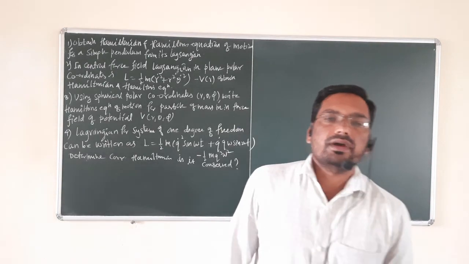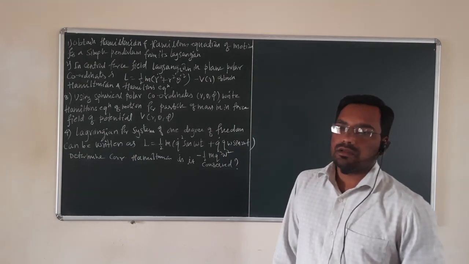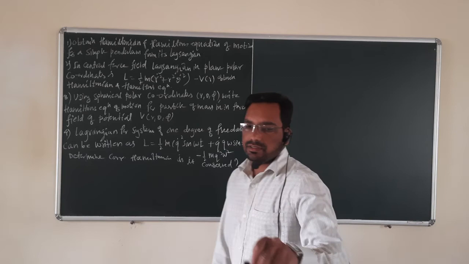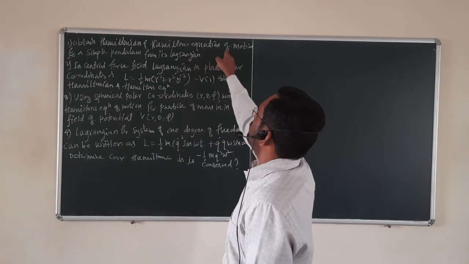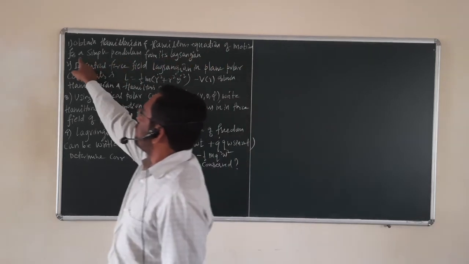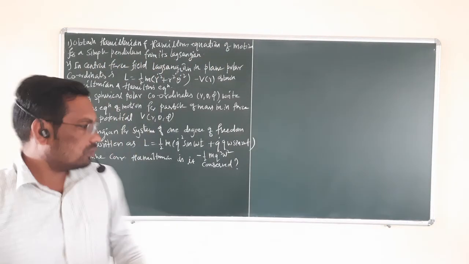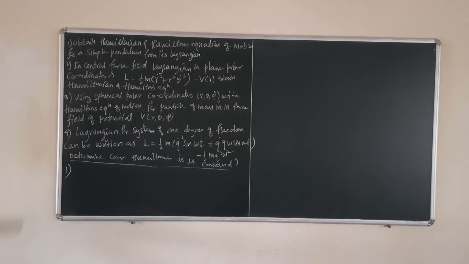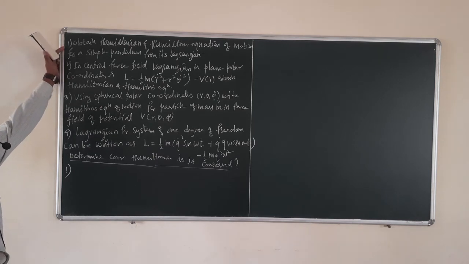Now we are going to solve problems on chapter number 4. So we start with the first problem. The problem is: obtain the Hamiltonian and Hamilton's equations of motion for a simple pendulum from its Lagrangian. Here in the first problem we have to find the Hamiltonian and Hamilton's equations of motion for a simple pendulum.